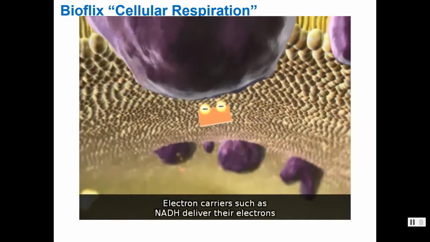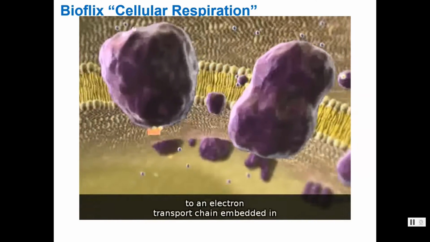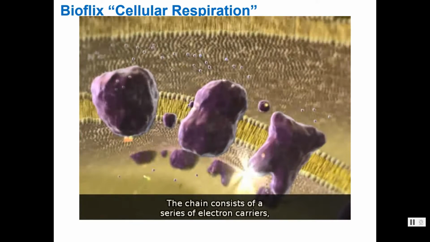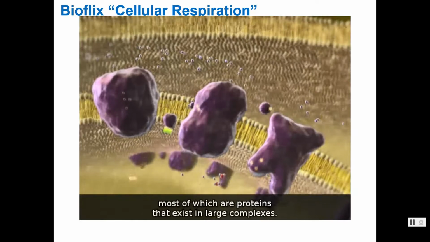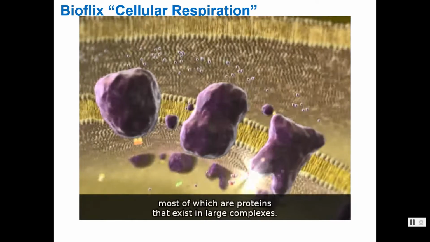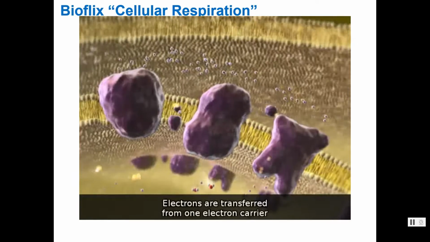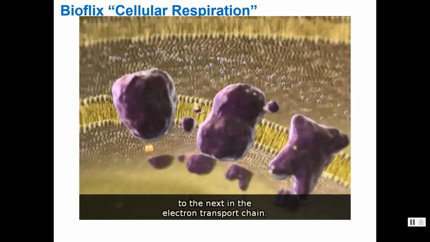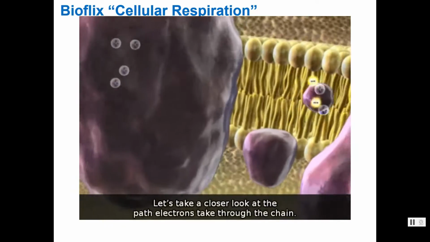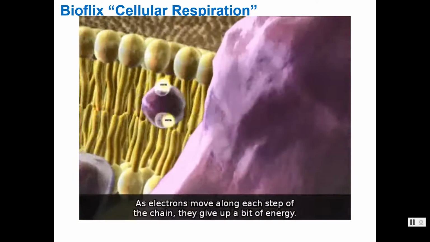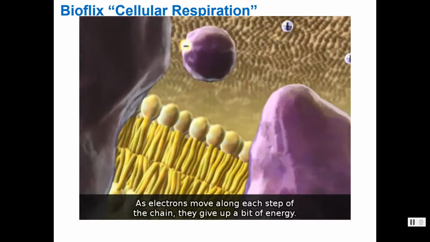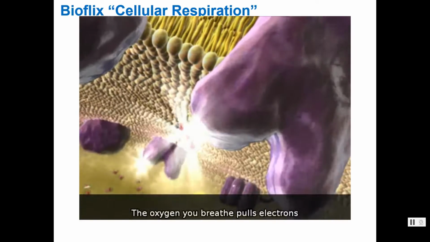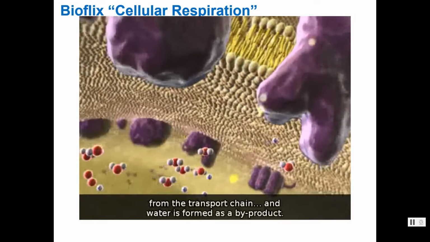Electron carriers such as NADH deliver their electrons to an electron transport chain embedded in the inner membrane of the mitochondrion. The chain consists of a series of electron carriers, most of which are proteins that exist in large complexes. Electrons are transferred from one electron carrier to the next in the electron transport chain. Let's take a closer look at the path electrons take through the chain. As electrons move along each step of the chain, they give up a bit of energy. The oxygen you breathe pulls electrons from the transport chain, and water is formed as a byproduct.